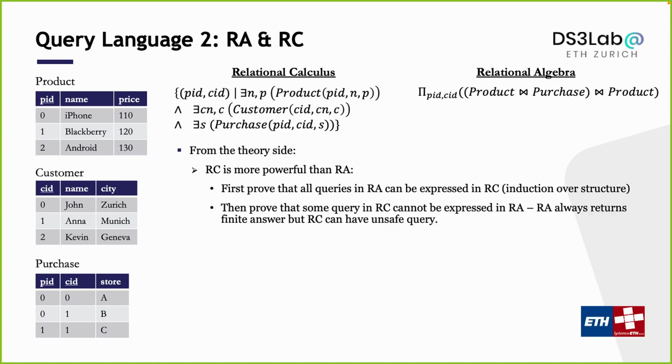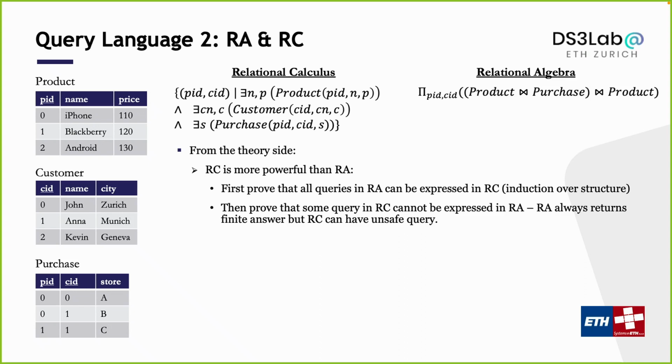And then you prove the other way around. That is, we are able to construct some queries, some functions that you are able to specify in relational calculus, but you are not able to specify in relational algebra. Okay? And this direction is super, super easy to prove, right? Because in relational algebra, you always have a finite answer, because it's a finite amount of set operations over finite sets.